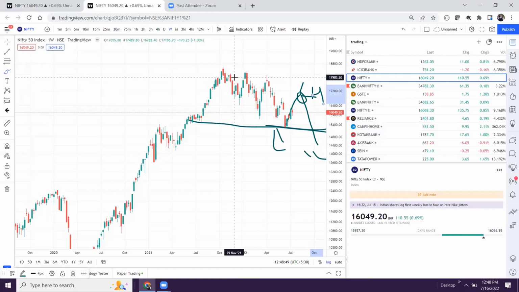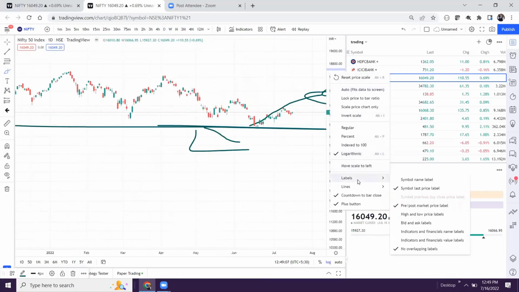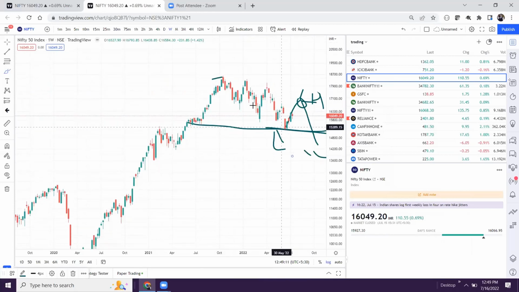Is this clear? Is this clear or not? Anyone? Yeah, got it. So see, this is a weekly, and like I said, on a weekly time frame, it takes a lot of time. Now let us see the trend change on a lower cycle.